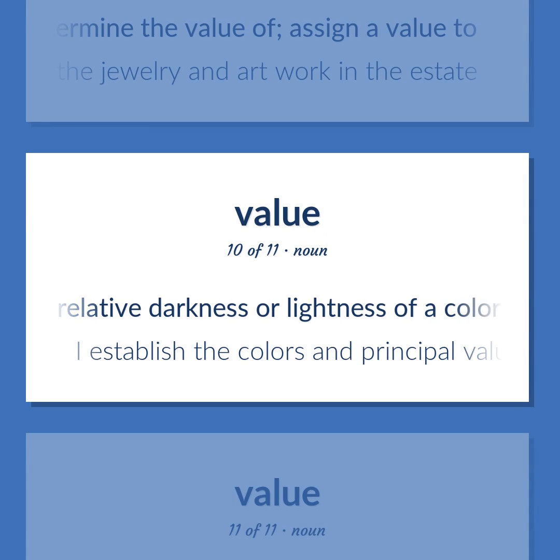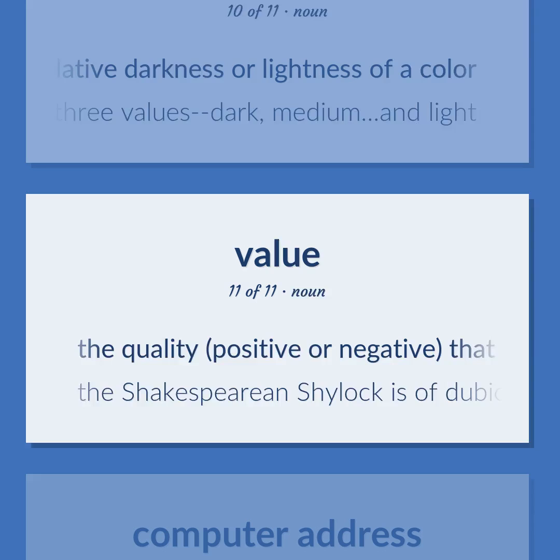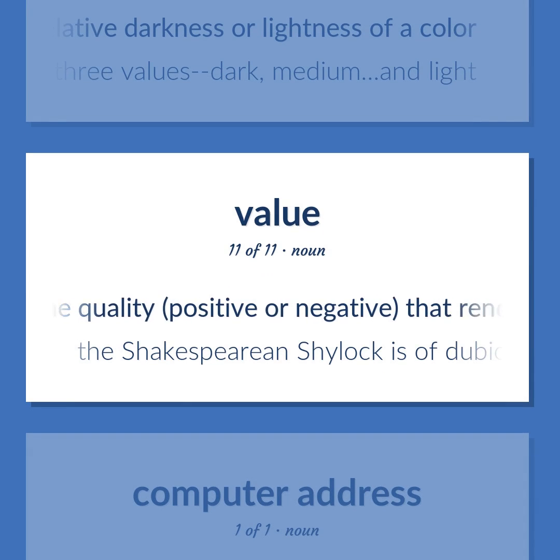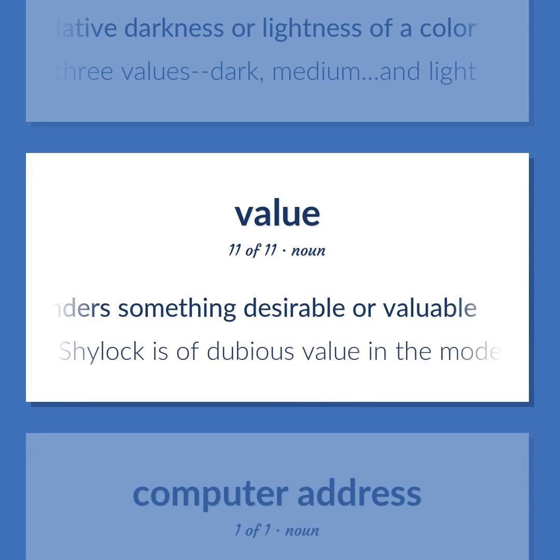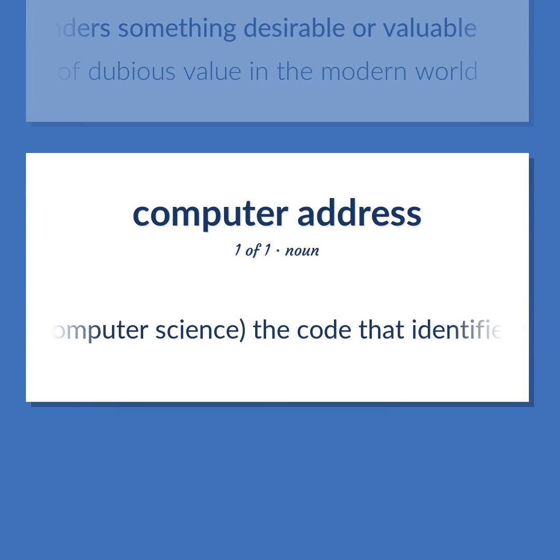Relative darkness or lightness of a color. I establish the colors and principal values by organizing the painting into three values: dark, medium and light. The quality, positive or negative, that renders something desirable or valuable. The Shakespearean Shylock is of dubious value in the modern world. Computer science. The code that identifies where a piece of information is stored.